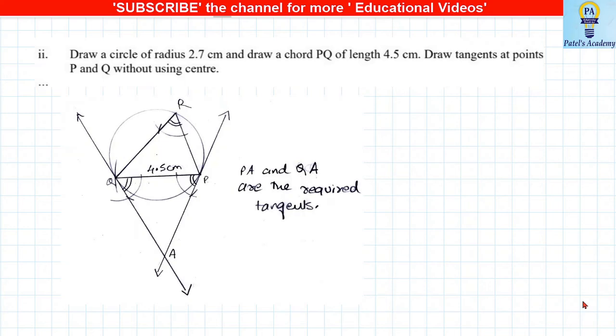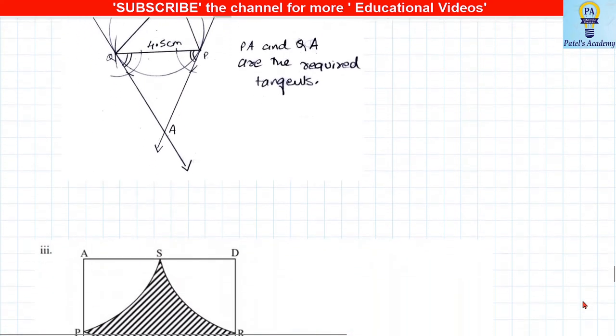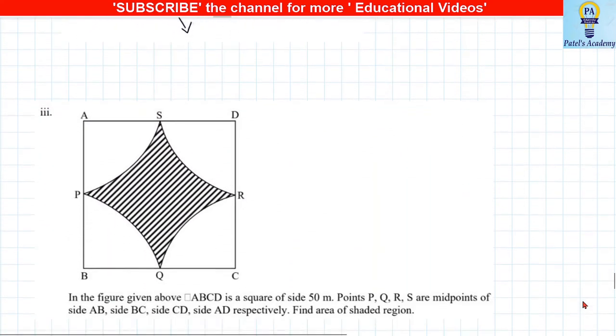Okay, students, so I hope you have understood how we do construction of tangents without using the center. Okay, let's see the next one. Sum number 3.